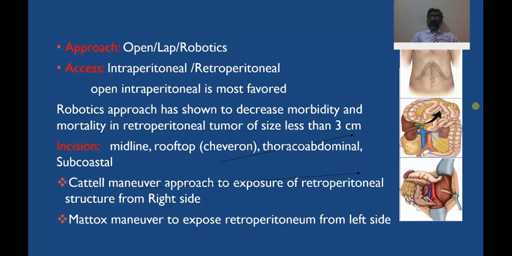There are two maneuvers to approach a retroperitoneal tumor while you adopt the policy of intraperitoneal approach. One from the right side is called the Cattell maneuver. The second one is called the Mattox maneuver. Cattell maneuver is mobilizing the right side of the colon and going behind the peritoneum, while Mattox maneuver is mobilizing the left colon and going behind this, approaching the retroperitoneal area depending upon the site of involvement.